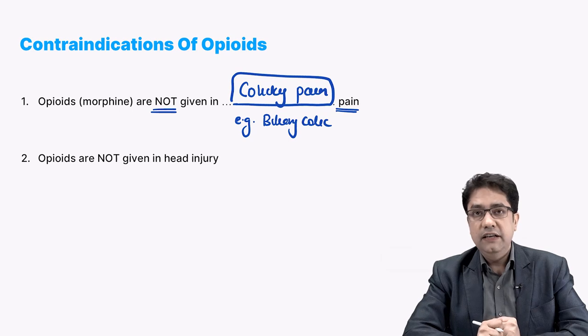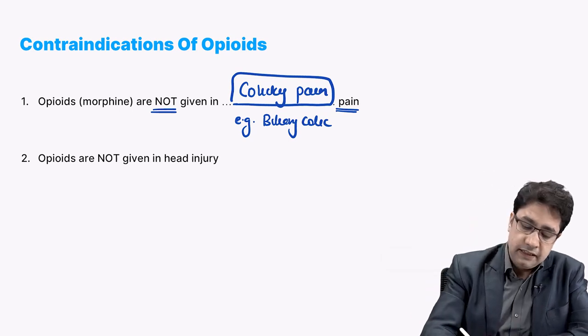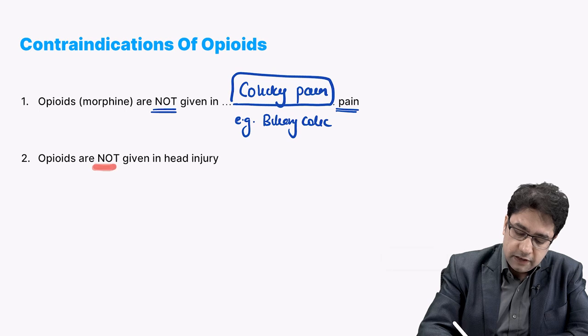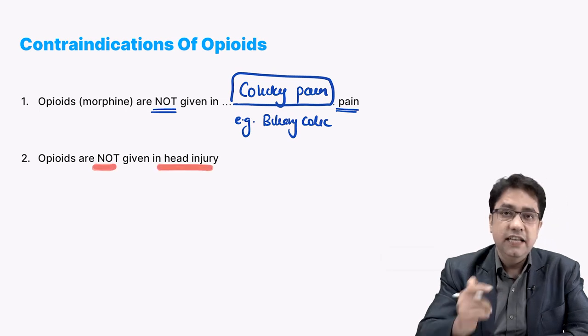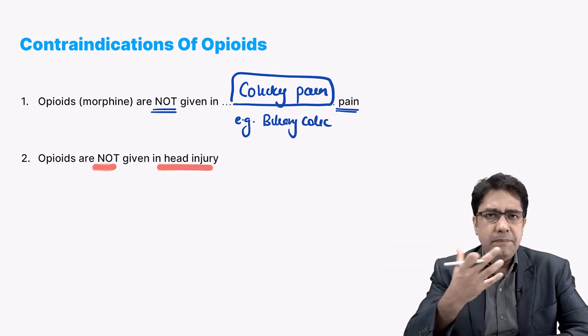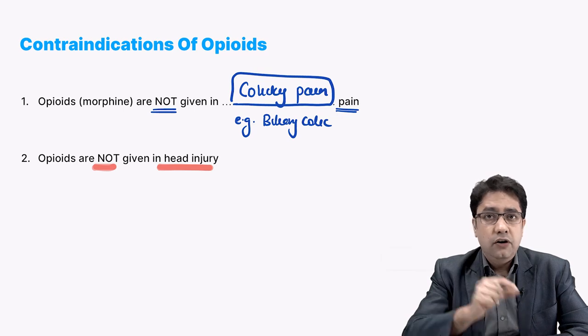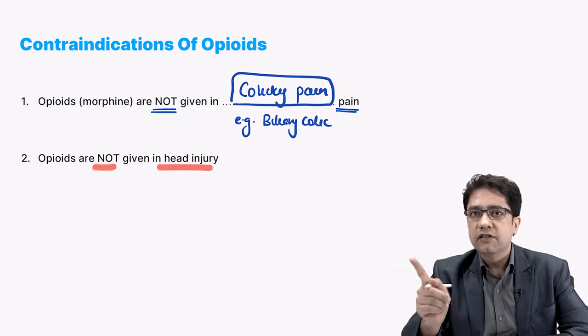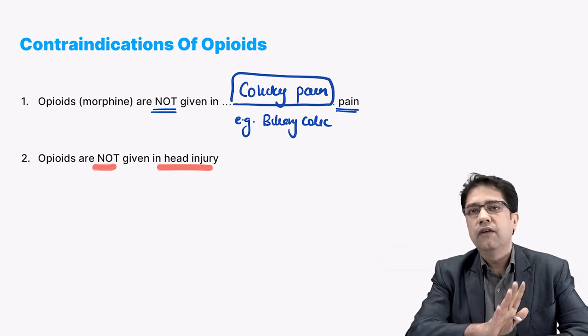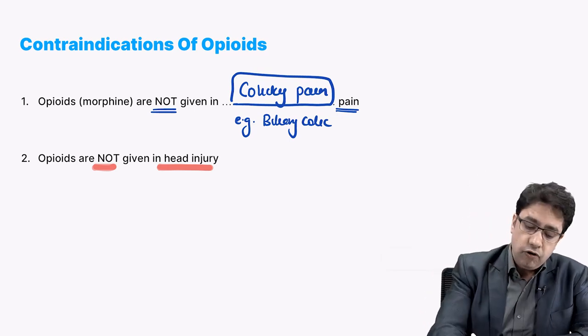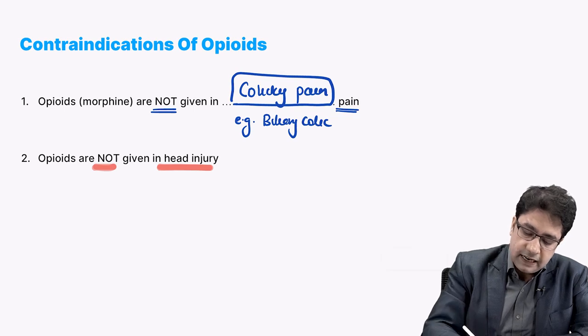Another contraindication of opioids is that opioids are also not given if a patient of head injury comes to us. So if a patient of head injury comes to us, he might be suffering from pain. Due to this head injury, not because of pain, we avoid giving opioids. So why are opioids avoided in head injury? Let's see the reason.